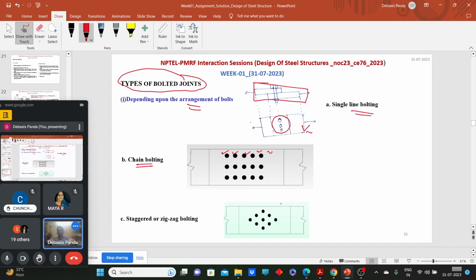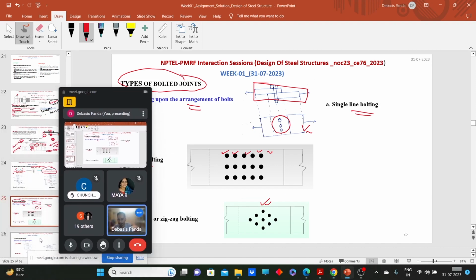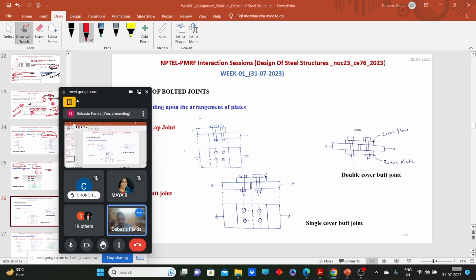We have a sort of zigzag or staggered bolting. So this picture is the diamond bolting. Diamond bolting is also a kind of staggered bolting, we can say. So what are the advantages of diamond bolting over chain bolting? We will discuss when we design this type of connections. Okay. In the next class, most possibly we will discuss these things.